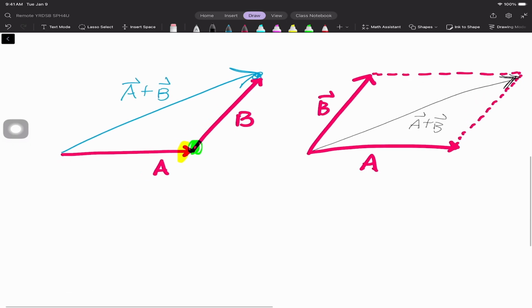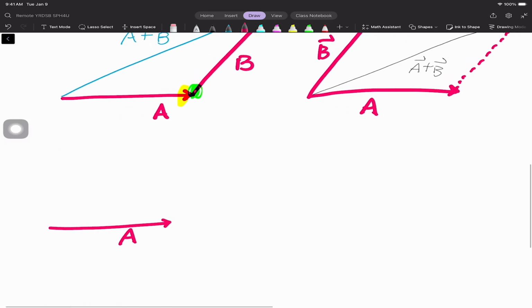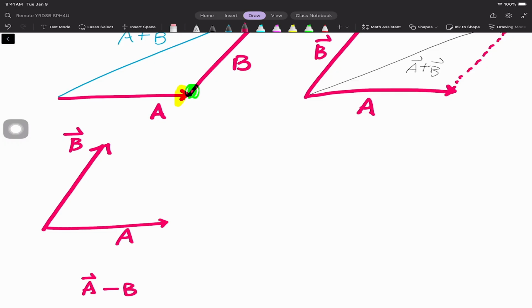Other than addition, we can also do subtraction. For subtraction, we can just draw it like this. If we talk about vector A minus vector B, we use the same starting point, and then the second one points to the one in front. So how do we get this result? It is like we have vector A, and then we add the negative vector B.